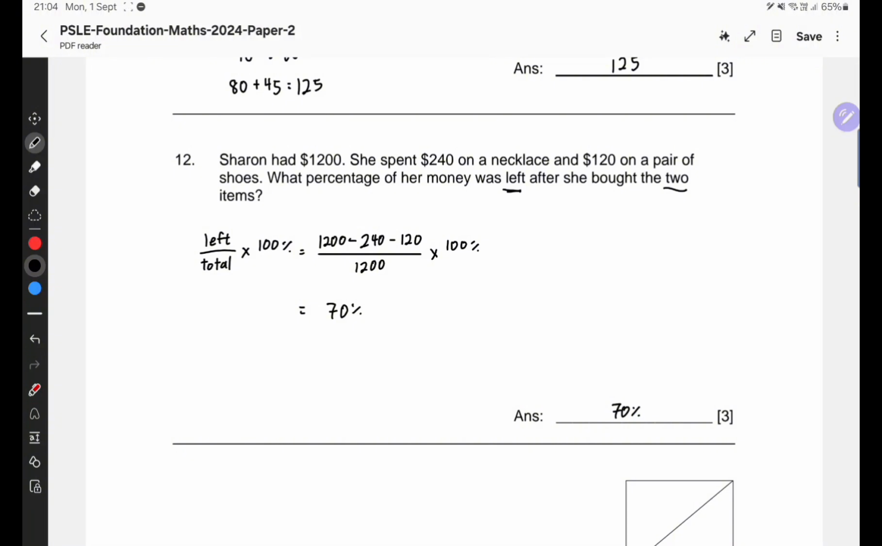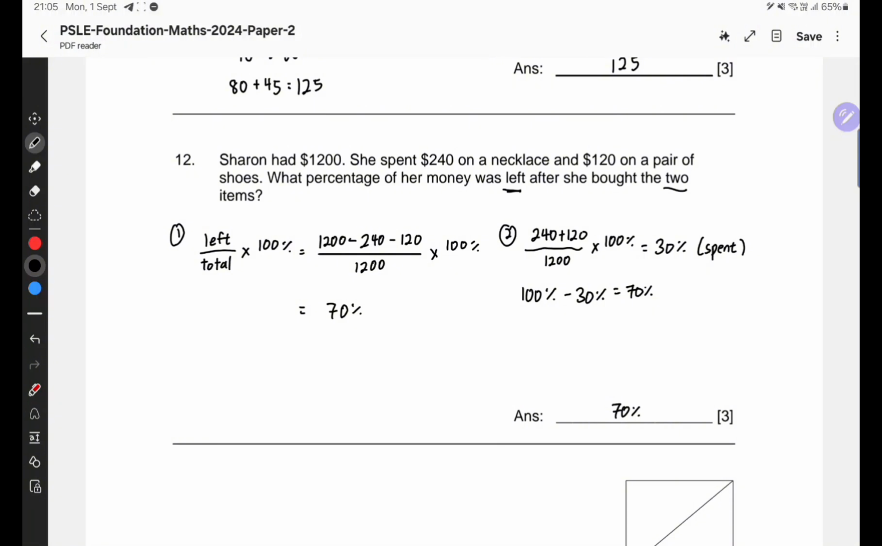Okay, of course you can also do this one method. The other method you can try to do is you find 240 plus 120 over 1200 times 100%. This will give us 30%, and what it means is she spent 30% on the necklace and the shoes out of all the total. So 100% minus away the 30% will give us 70% also. So both ways work for this question.